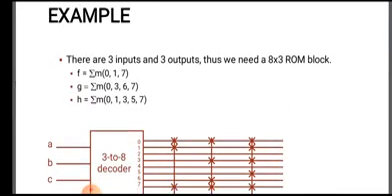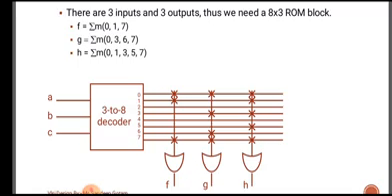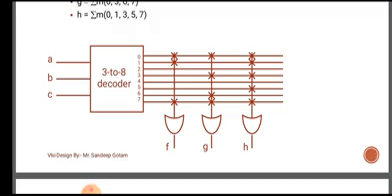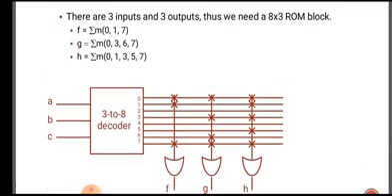For example, there are 3 inputs and 3 outputs in the truth table, so we need a 3 into 8 ROM block. How can it be implemented? ABC are the 3 inputs, so 2 to the power 3 gives 8 output combinations, but ultimately when they pass through the OR gate we get the output in terms of F, G and H.